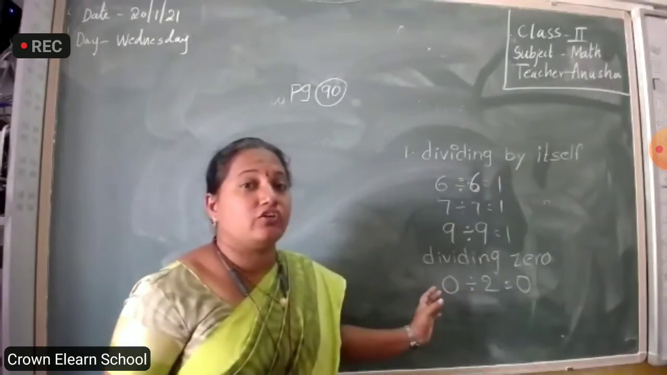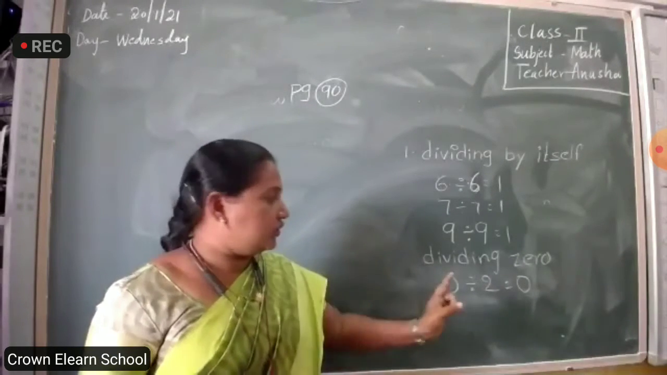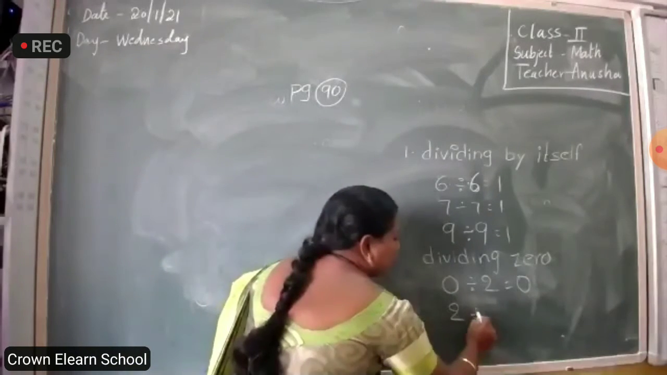I am not telling when you divide by 0. I am telling divide 0. You are dividing 0. What is the difference between these two, Nana? You should be careful.